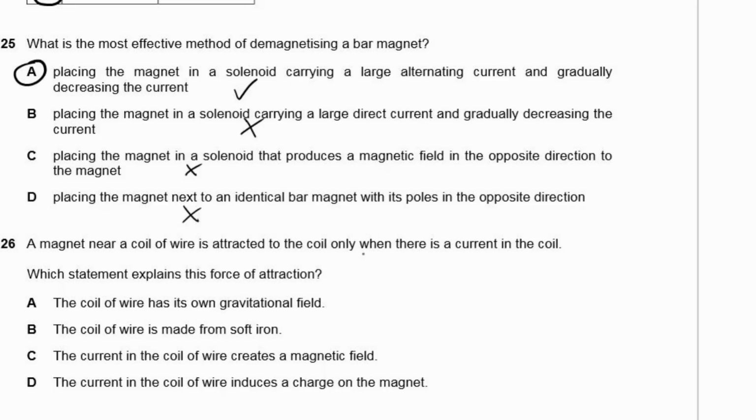26. A magnet near a coil of wire is attracted to the coil when there's a current in the coil. That's nice. Which statement explains this force of attraction? A. The coil of wire has its own gravitational field. No. I'm not saying it doesn't, I'm just saying it's so tiny it wouldn't make any difference. B. The coil of wire is made from soft iron. No, that's not really going to have much of an effect either. C. The current in the coil of wire creates a magnetic field. Well, that's true. And that would have an effect on a magnet nearby. D. The current in the coil of wire induces a charge on the magnet. No.